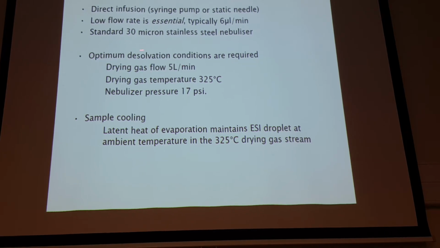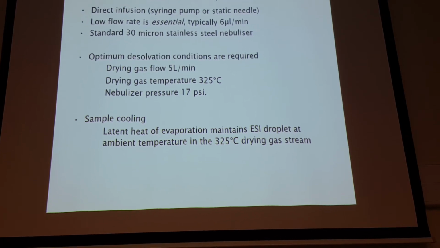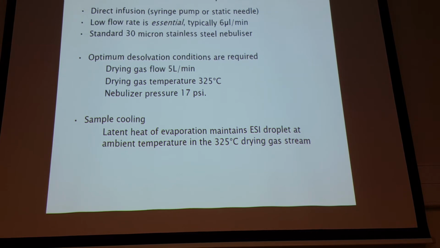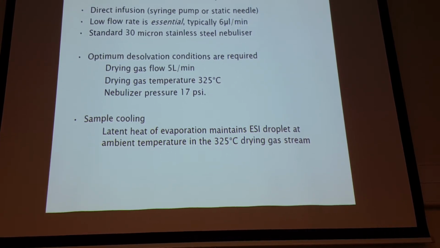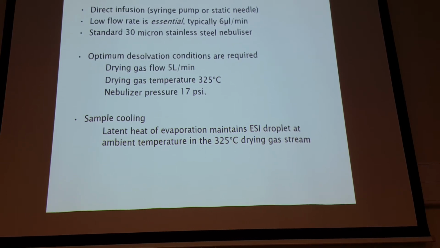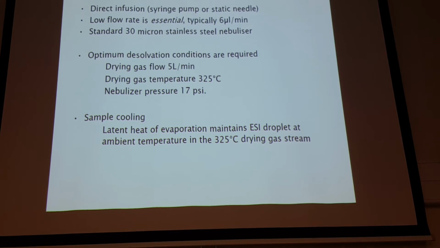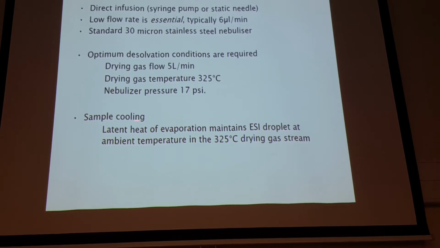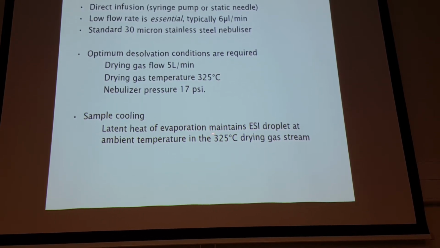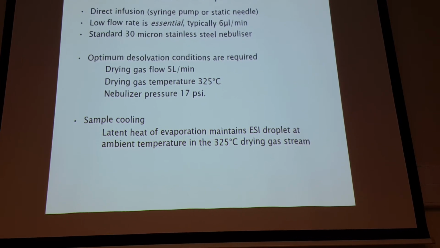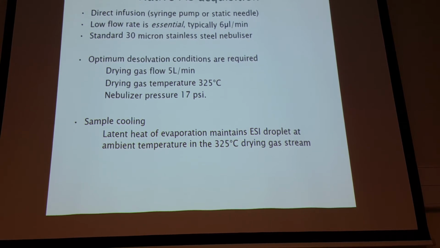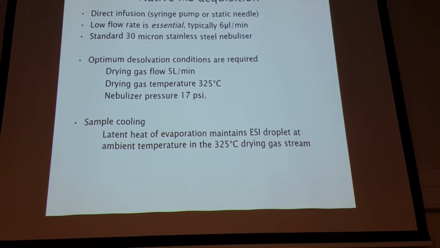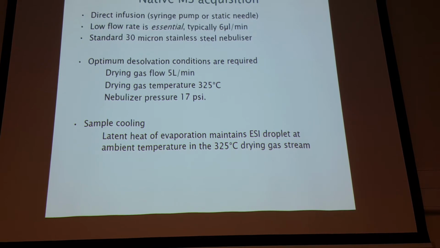So we would use dry gas flow of 5 liters a minute, nebulizer pressure of 17 psi, and drying gas temperature of 325 degrees. That comes as a surprise to a lot of people. How come you can do this? Okay, well, you can. And the reason you can is because you have this phenomenon of the latent heat of evaporation. So as your electrospray droplet is cooling, as it's in this hot gas stream, the latent heat of evaporation has got to come from somewhere.